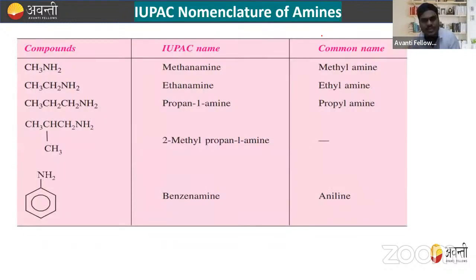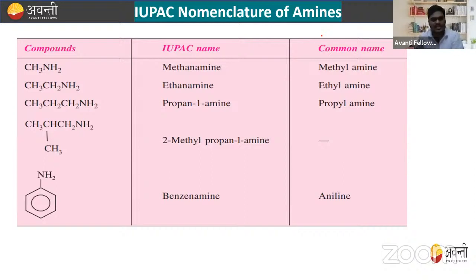Now, these are the IUPAC nomenclature of the amine, that is, how will you write it. So this is the simple example where CH3NH2. As there is only one carbon, we can write it as methane and NH2, that is methanamine. So the common name is methylamine and the IUPAC name is nothing but methanamine, right?